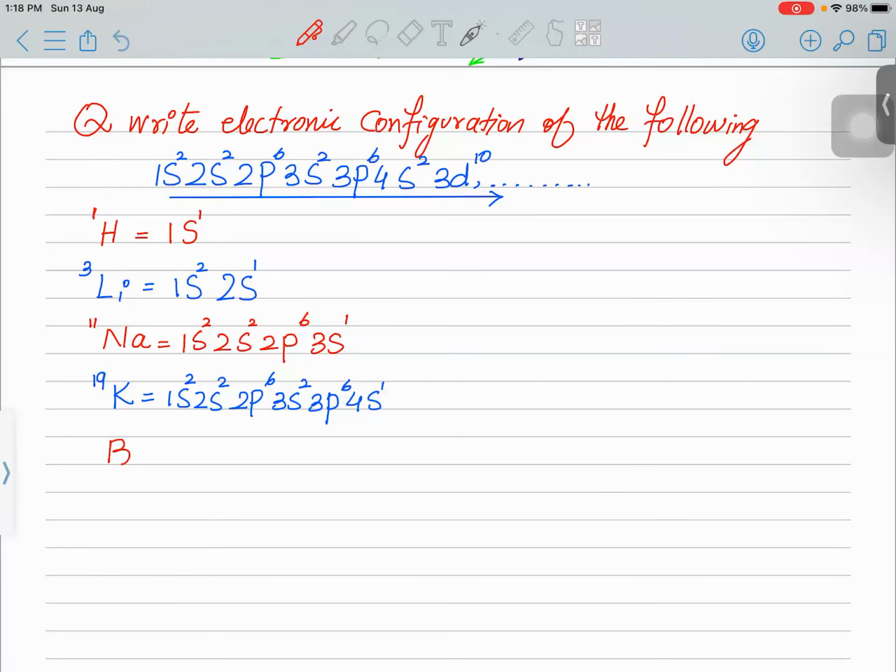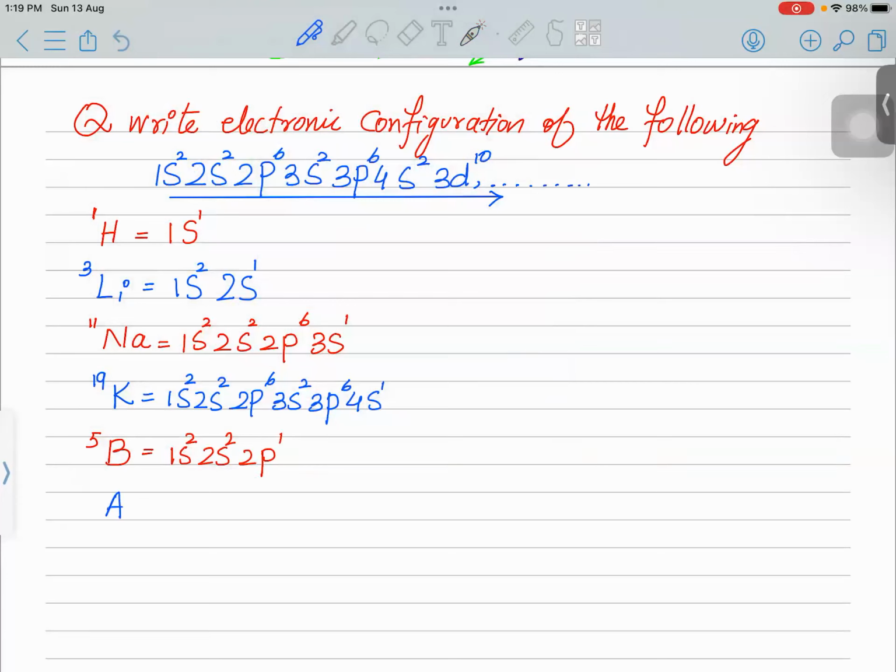Now we have boron. Mohammed, can you try? So 1s2, then 2s2. Now one electron is left. After 2s, you have 2p. So 2p1, because one electron is left. Do not put any comma or full stop between these 1s2, 2s2.